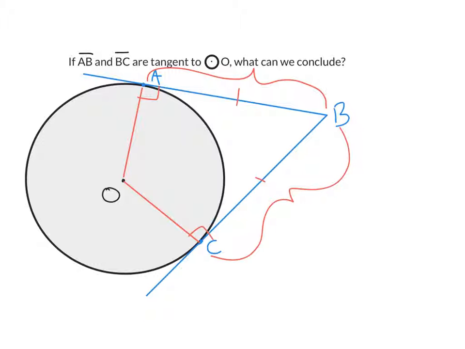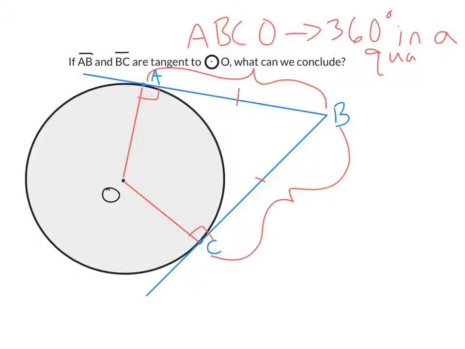What if I created this quadrilateral ABCO? That's a quadrilateral, isn't it? And how many degrees are in a quadrilateral? 360 degrees in a quadrilateral. Well, two of those angles are already 90 degrees, so what's left over? 180 degrees left over. Okay.